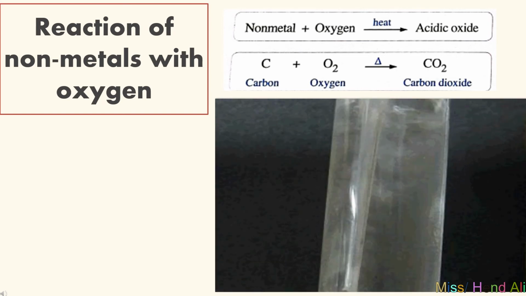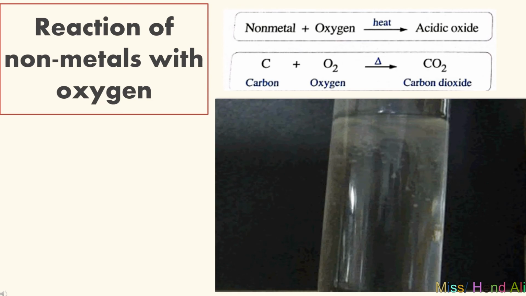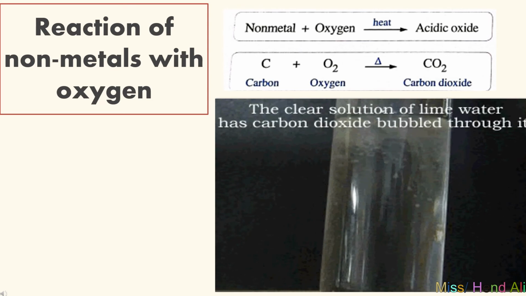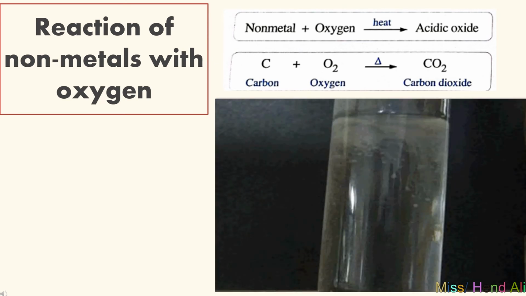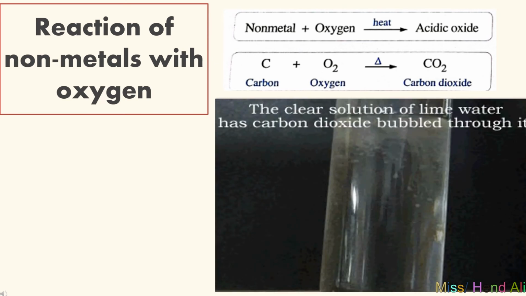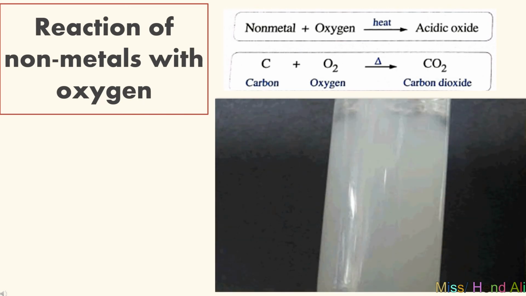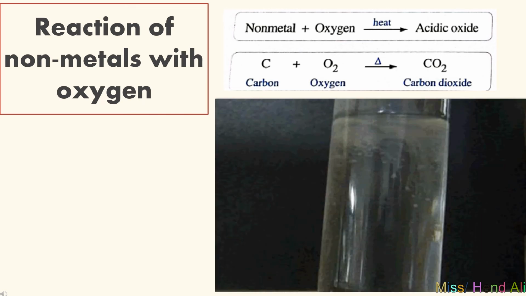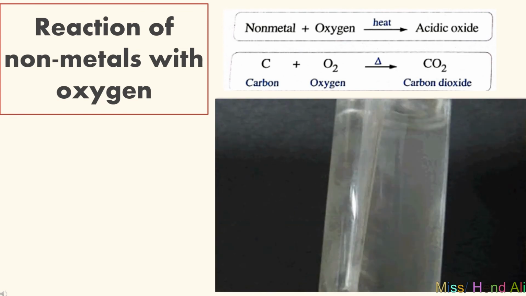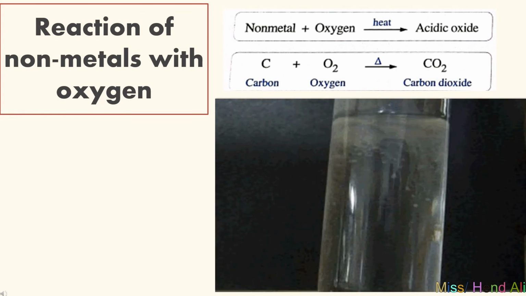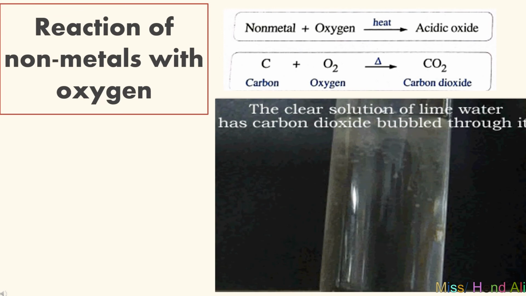Notice that metal plus oxygen gives basic oxide or metallic oxide, while non-metal with oxygen gives acidic oxide. Metal with oxygen, basic oxide. Non-metal with oxygen, acidic oxide. Carbon plus O2 gives carbon dioxide, CO2. And don't forget about that triangle, it represents the heat.